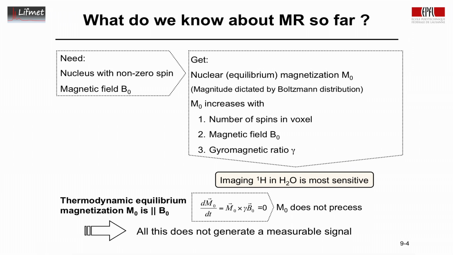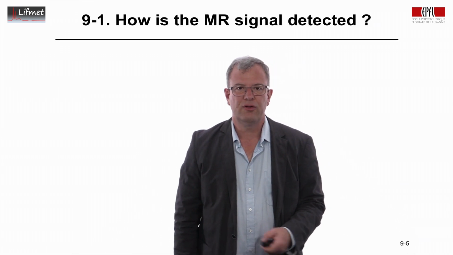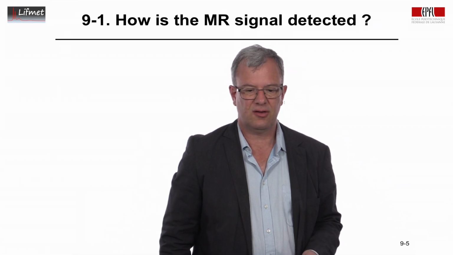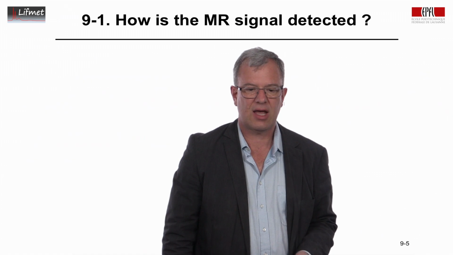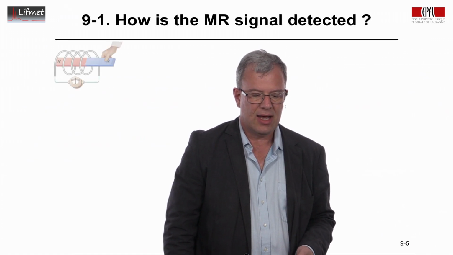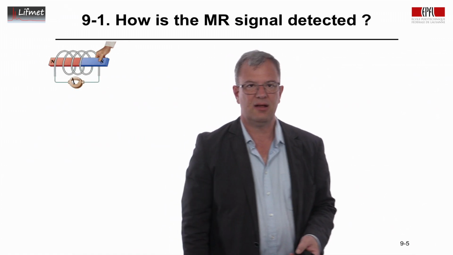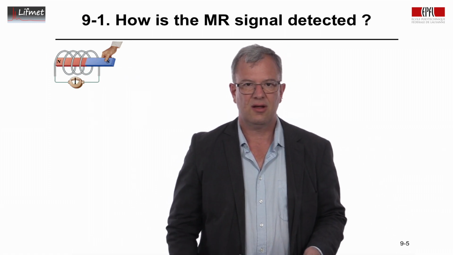So we need to do something to the magnetization to generate a measurable signal, because just leaving our subject in the magnet will not produce something that we can measure. So first, I want to talk about how the MR signal is being detected. What can we detect? And the essential principle that lies behind this is shown here.